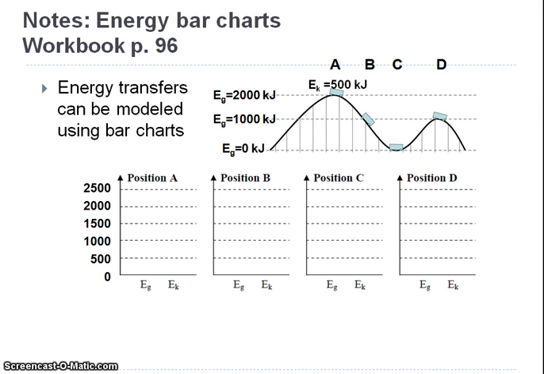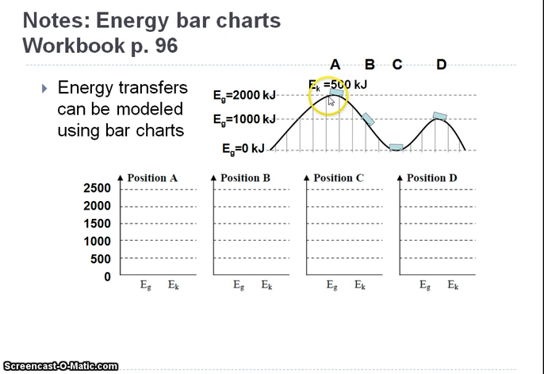Alright, so on page 96 in your workbook, there's an example problem here where we have a roller coaster. I'm going to use this to help illustrate how we can use energy bar charts to represent conservation of energy. So if you look at this roller coaster at position A, we know that it has a certain amount of kinetic energy and a certain amount of gravitational potential energy at that position. So this line here indicates that it has 2,000 kilojoules of gravitational potential energy and it has 500 kilojoules of kinetic energy. So it's in motion even though it's at the top of that hill.